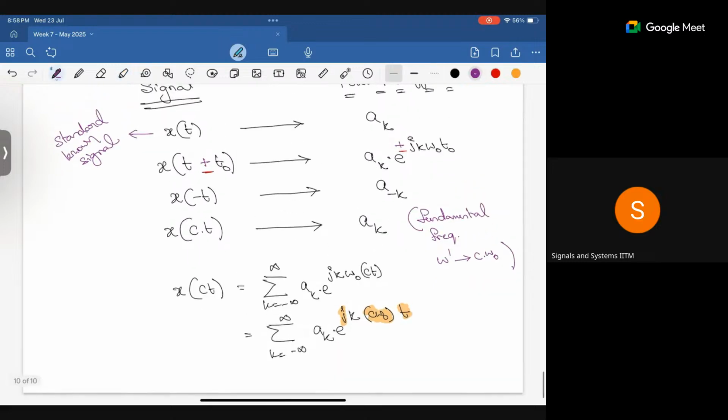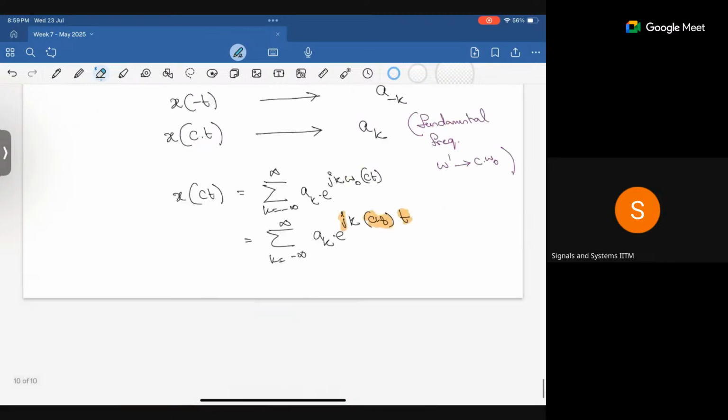I think the other version has also been discussed by the professor, where the Fourier series coefficients get updated to k by c. That is also there, but you can follow this alone instead of looking into two different things. You can simply follow that scaling doesn't affect the Fourier series coefficients.